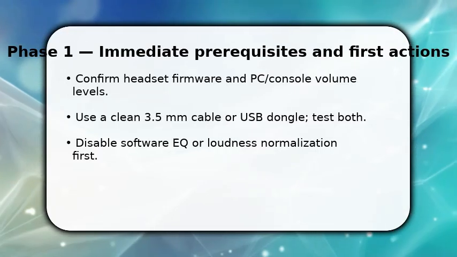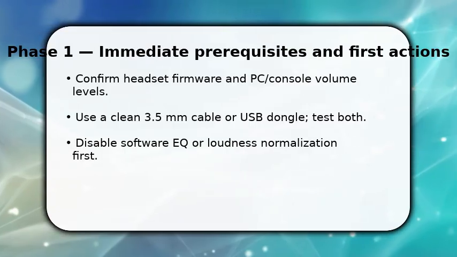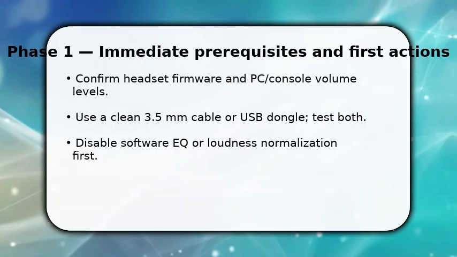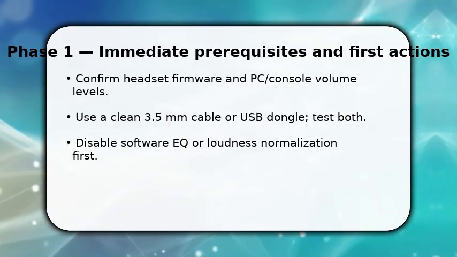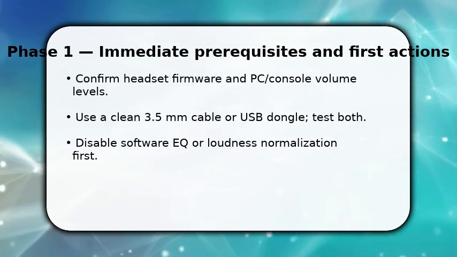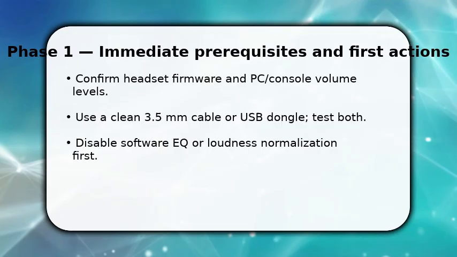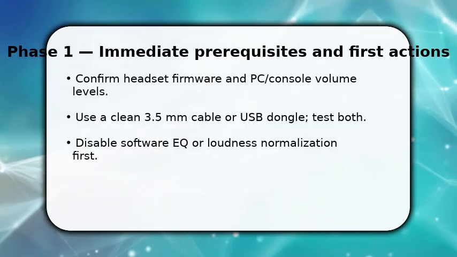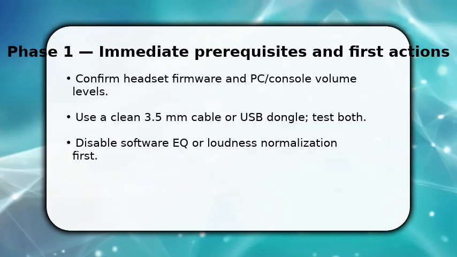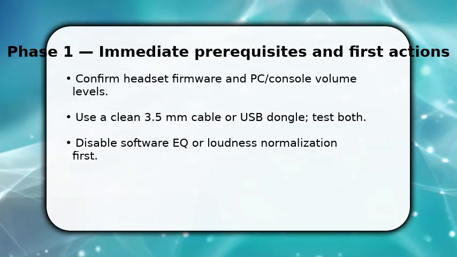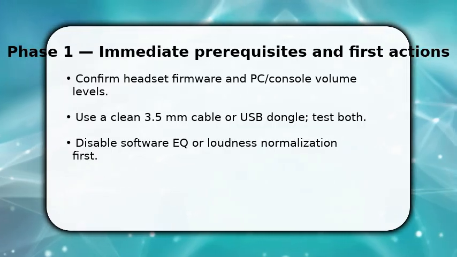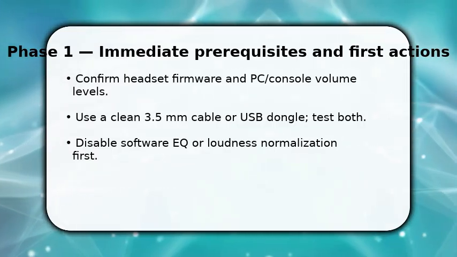You start by verifying essentials. Check the HyperX Cloud 3 firmware and make sure your device master volume is around 80% so you have headroom. Inspect the 3.5 mm cable for damage and swap to the USB dongle if available. Each connection path can change gain. Once done, turn off system EQ and any loudness normalization so you can hear raw output. These steps isolate variables fast, and they prevent software from masking true volume limits.